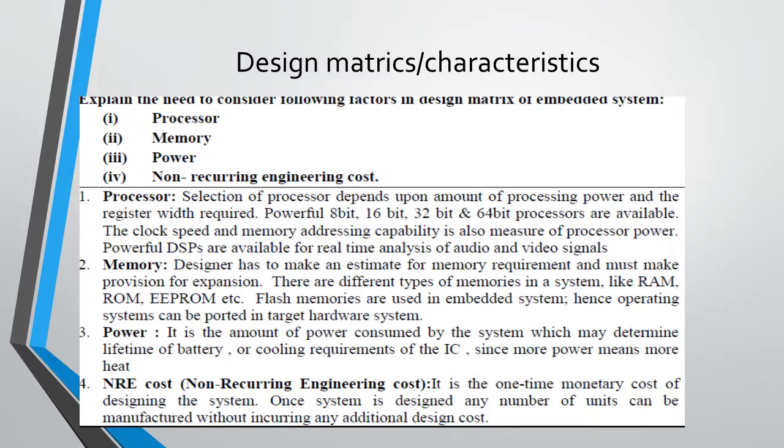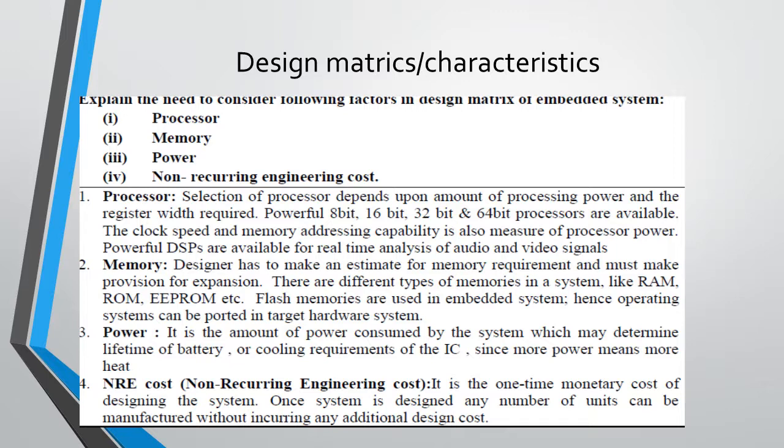First, processor. The selection of processor depends upon the amount of processing power. Powerful 8-bit, 16-bit, 32-bit and 64-bit processors are available. Clock speed and memory addressing capabilities are also measures of processor power. So first we have seen processor, then second, memory.